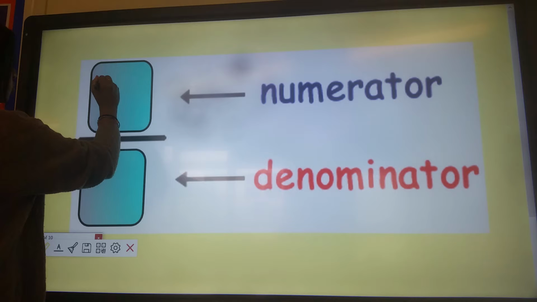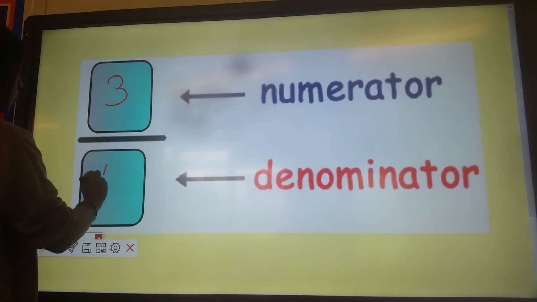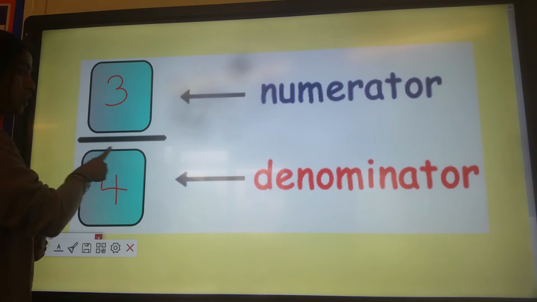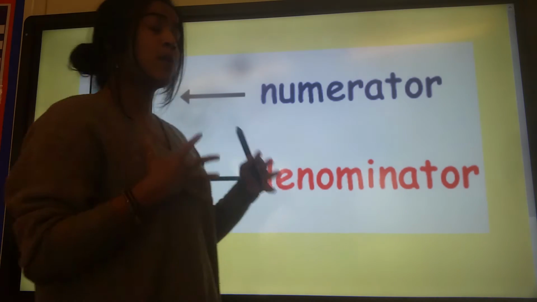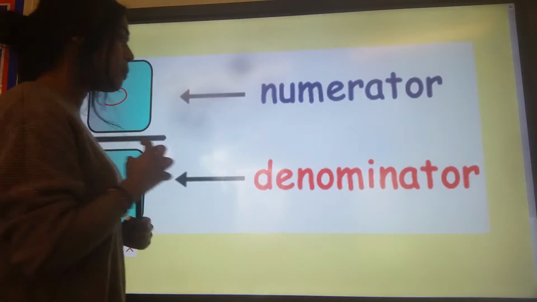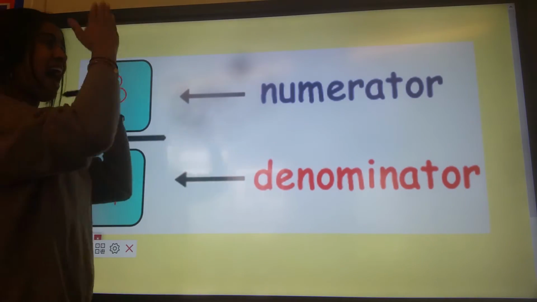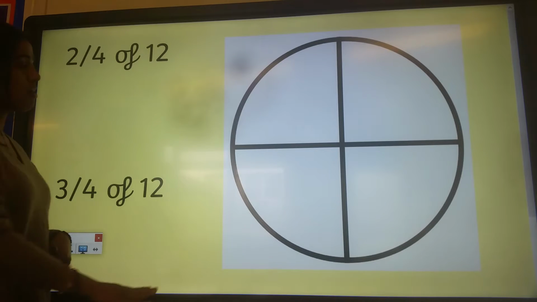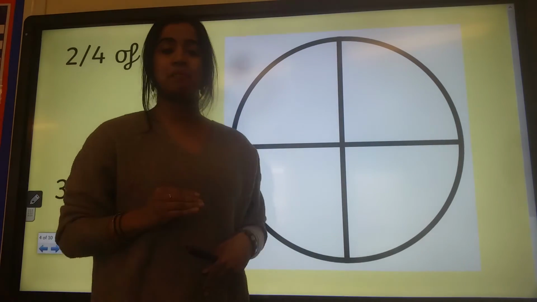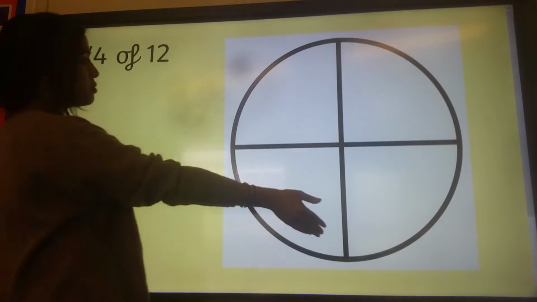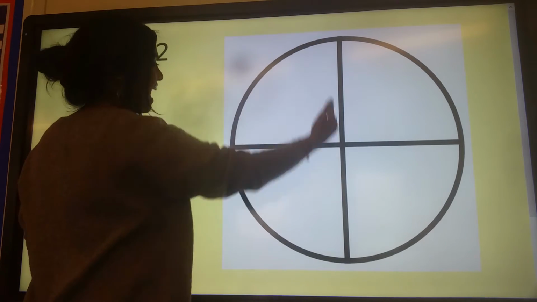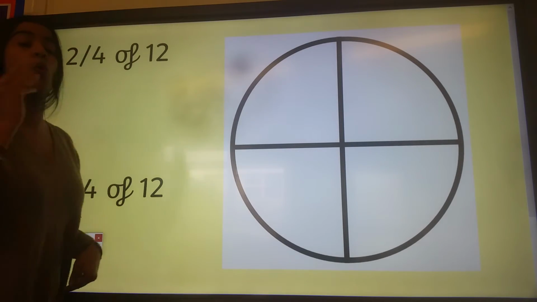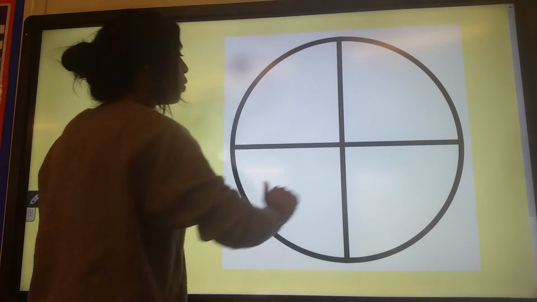So 3 quarters. And remember, when we're looking at our denominator, we have to look at it carefully, because now that we're working out fractions of amounts, our denominator helps us think about how many parts there are to our circle. We are using our circle to help us calculate the amount, and our denominator helps us determine how many parts we have to cut our circle into. Since we're looking at quarters, we divide our circle into 4 parts.